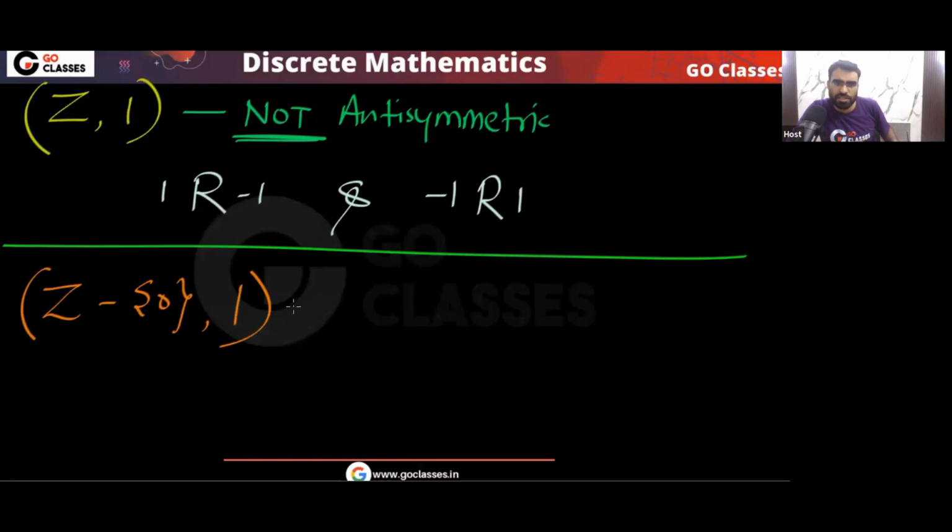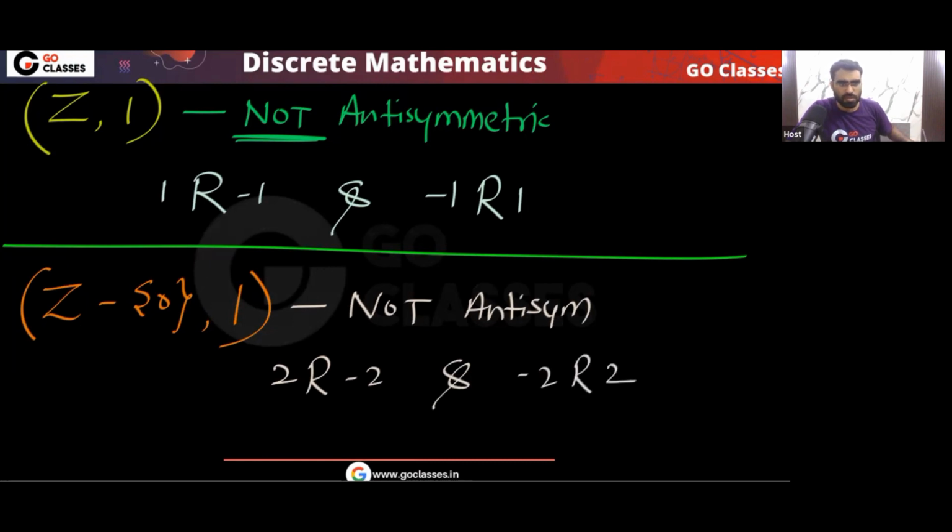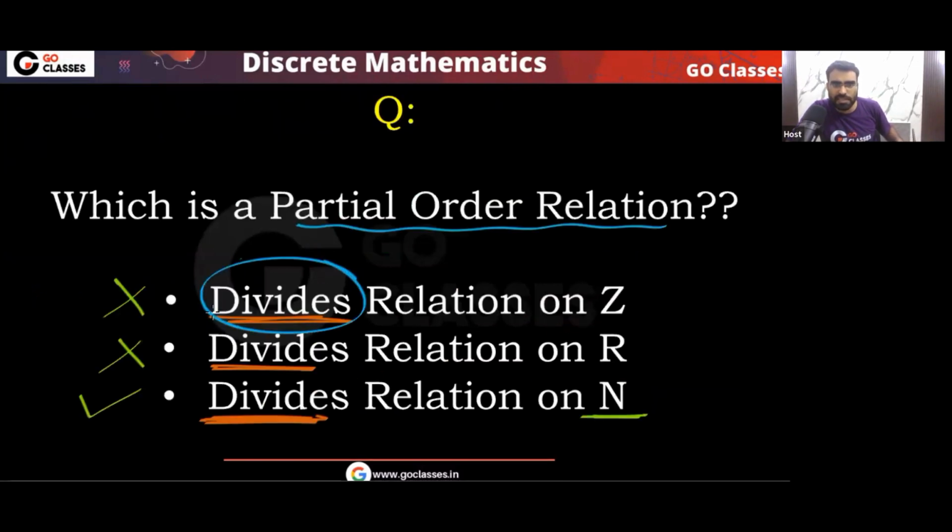If I take non-zero integers, still this is not antisymmetric. Why? Because you can see 2 divides minus 2 and minus 2 divides 2. Is this clear? Please tell me. Let me know. Understood? So you can see 2 comma minus 2, they are different elements. Because of this situation, I can say this relation is not antisymmetric. So did you understand that for the divides relation, the base set will matter or not? Yes, it will matter.